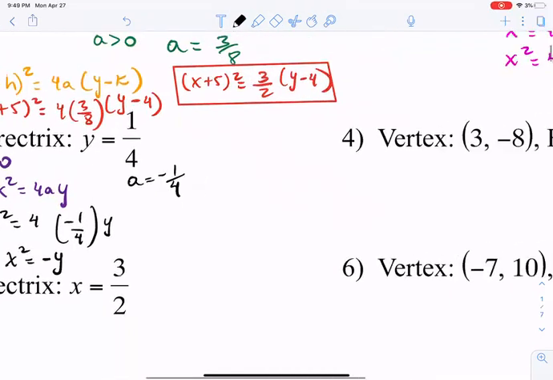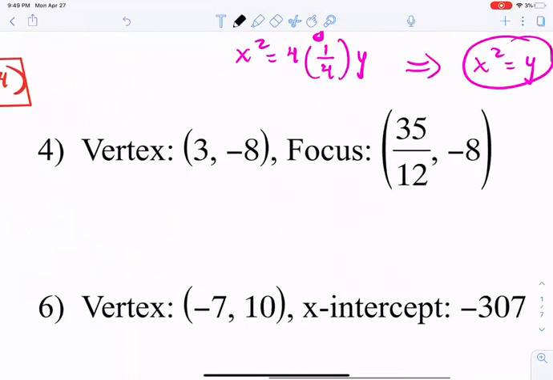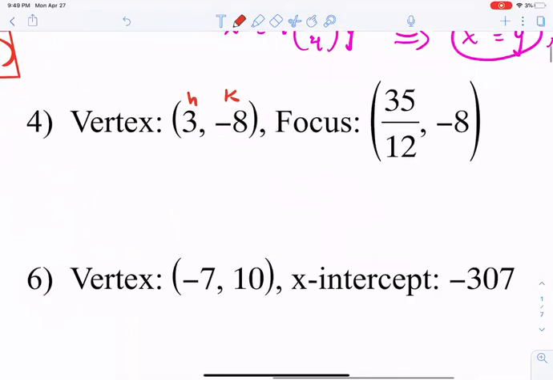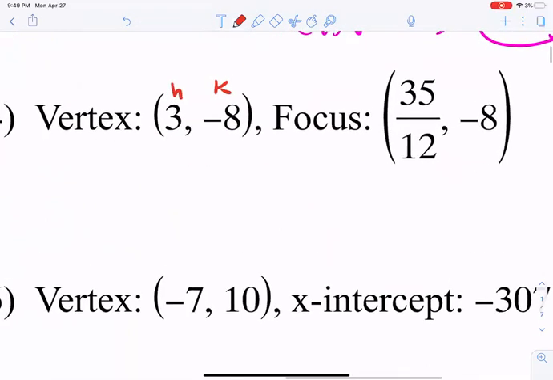Okay, next problem. So here they're telling you that this is (h, k), that's the vertex. I'm not at the origin, so I cannot use the shortcut equations for this problem. And they give me that the focus is (35/12, 3/8). So the first thing I should do is draw my picture. So this is my picture. The point is somewhere around here.